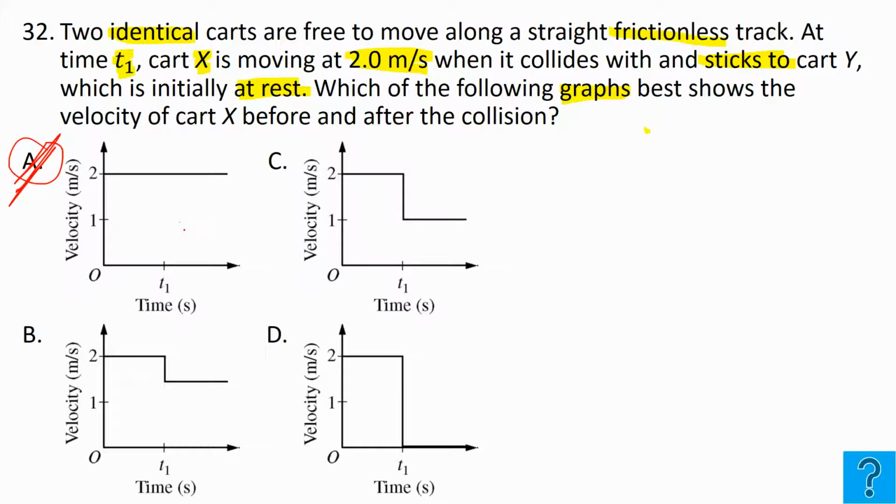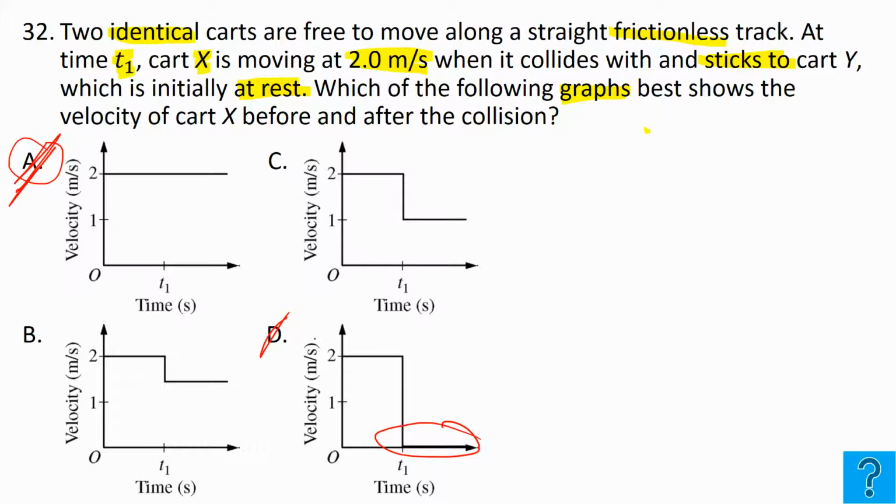because we should know that if you have one object hitting another that is at rest, the velocity is going to change. Similarly, we should be able to reason that while the carts will slow down and no longer be traveling 2 meters per second, their momentum and their velocity will not go down to zero. So we can rule out D.